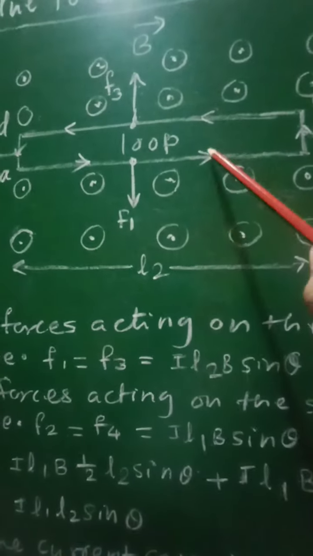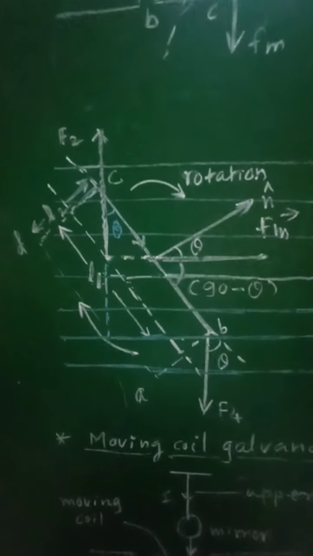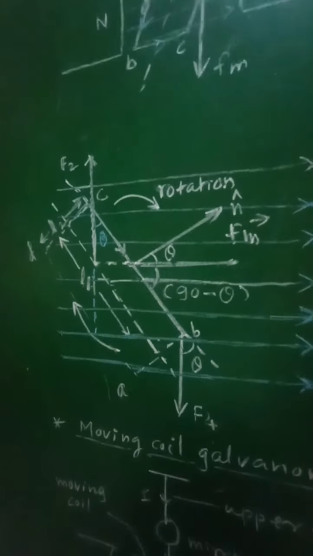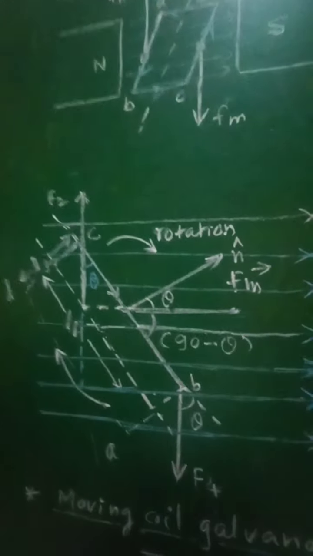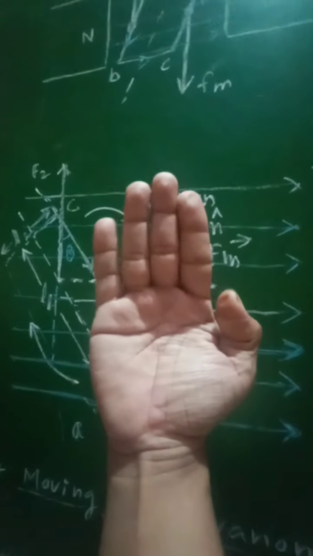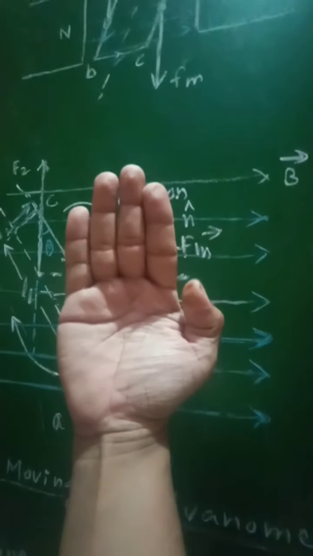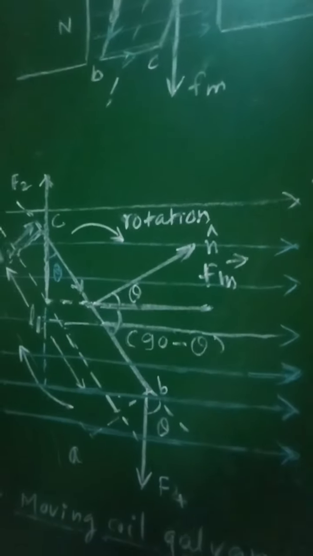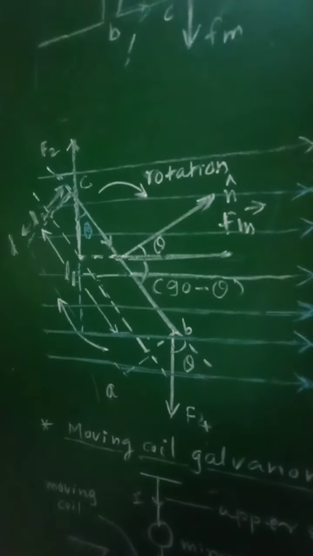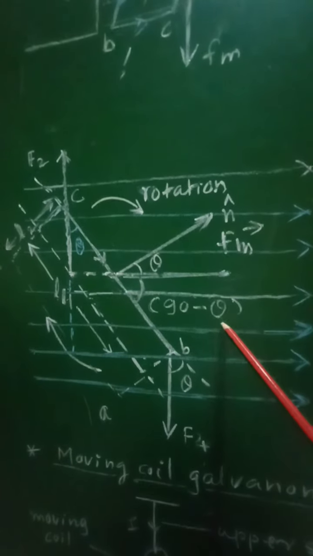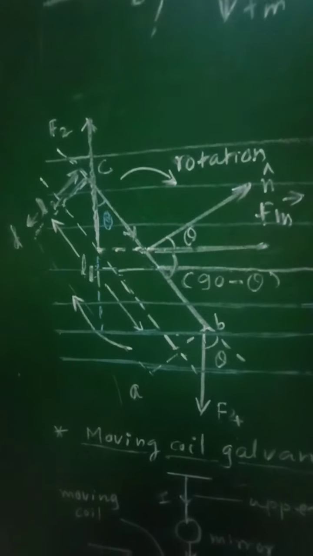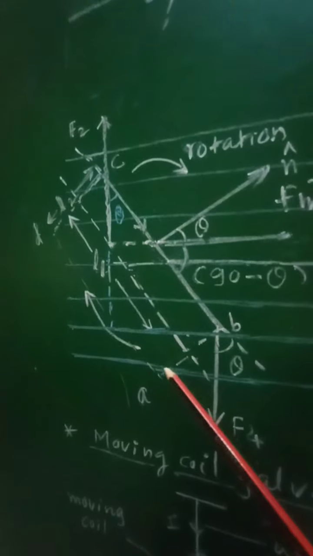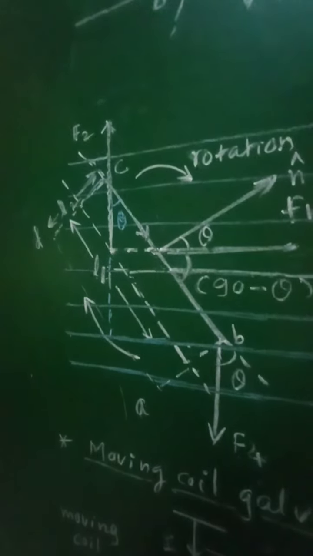Now let us consider the same rectangular loop placed in the magnetic field such that in this case the direction of magnetic field is from left to right. When that coil is now placed like this, its vertical edges will be perpendicular to the direction of magnetic field and the horizontal sides will be parallel to the direction of magnetic field.